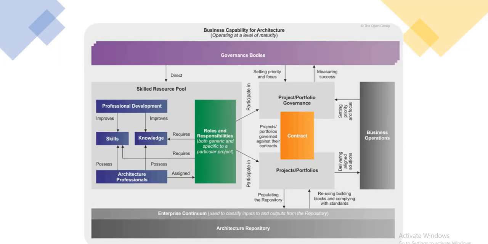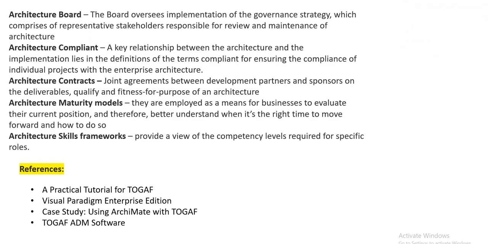Now, business capability architecture, where we can see contracts, roles and responsibilities which are required, the skills acquisition and knowledge and professional development, which are very important, and the governance you are following for this portfolio, where you are developing the architecture repository content. Architecture boards and compliance, we can say the contracts and the metrics which you are maintaining. Then you can refer to the TOGAF document and go to the website to see that.